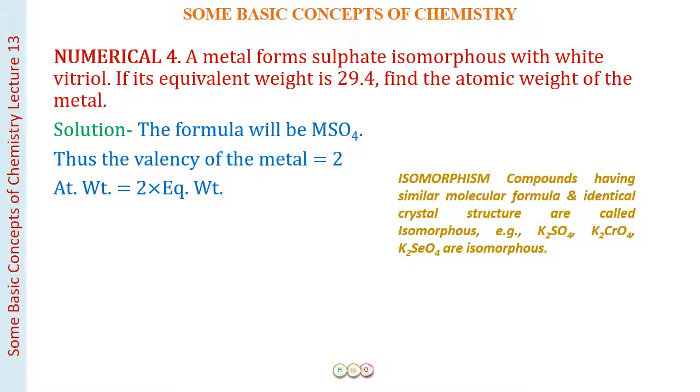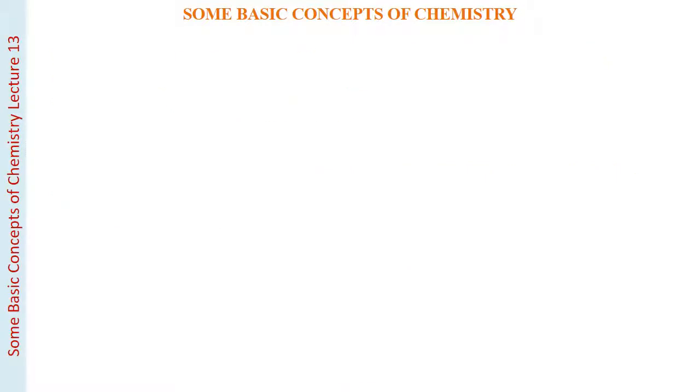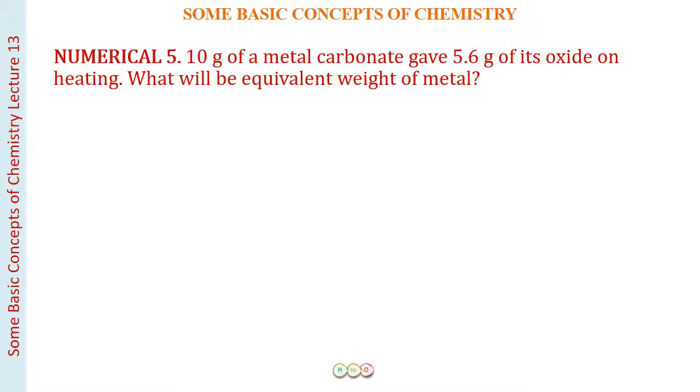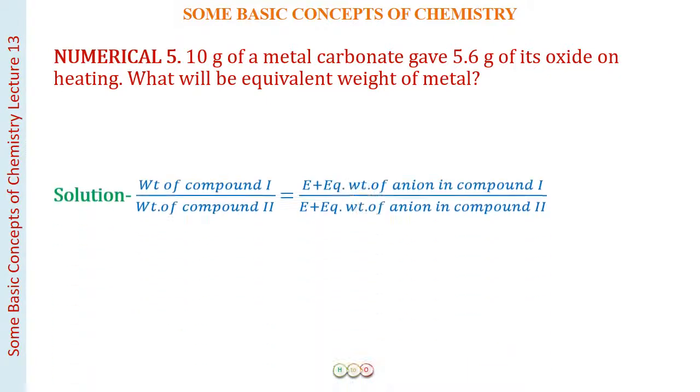So the atomic weight, which is the valency factor times the equivalent weight, is 2 into the equivalent weight. So here we would be getting the atomic weight as 58.8. The next question says that 10 gram of a metal carbonate gave 5.6 gram of its oxide on heating. What will be the equivalent weight of the metal?